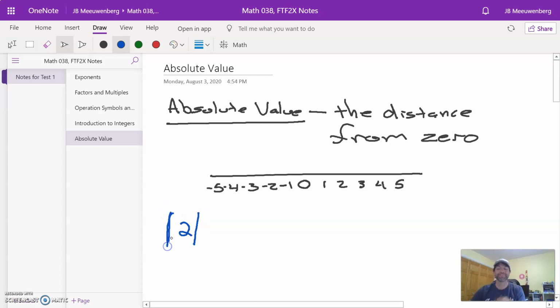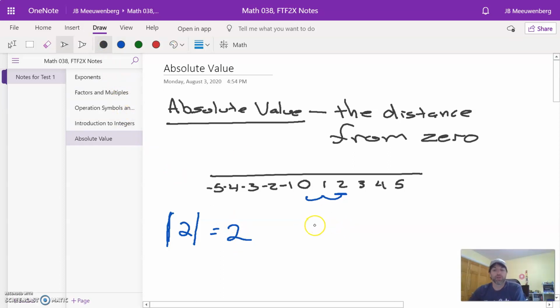I could ask you to evaluate it. Find the value of the absolute value of 2, which means how far is 2 from 0? Well, it's 2 places. So the absolute value of 2 equals 2.